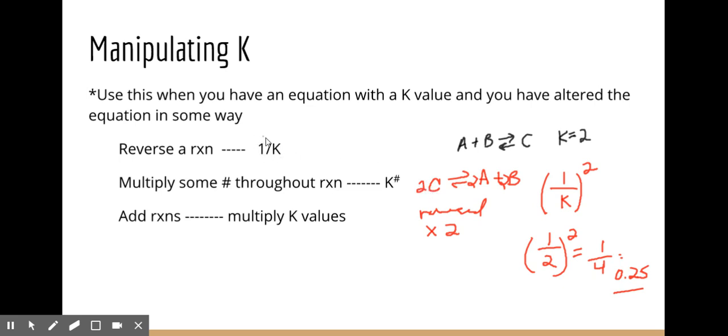So if I reverse a reaction, 1 over K. If I multiply some number throughout a reaction, I raise K to that number. You can raise these to 1/2, you can raise them to 1/3, that's okay, all right?